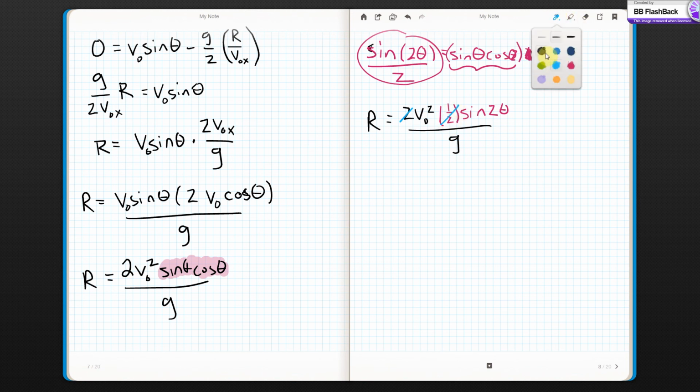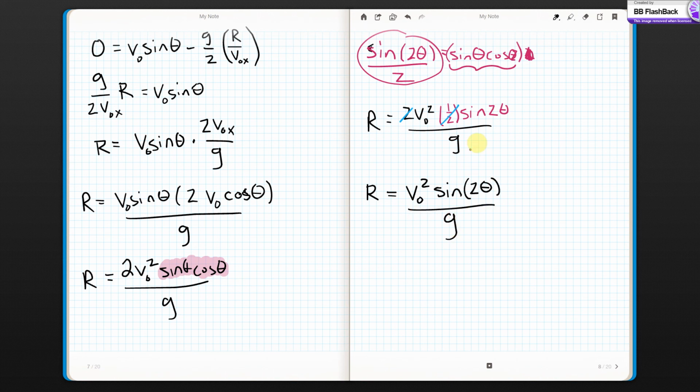So in the end, for a projectile fired at an angle theta over level ground, the distance it goes before it hits the ground is v naught squared times sine of 2 times the angle, all over g. This is called the range equation. It's pretty famous, but the problem is it only works over level ground, and most of your problems are not over level ground.